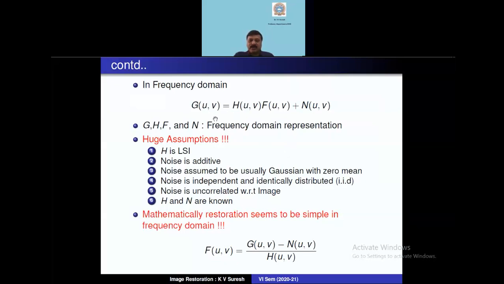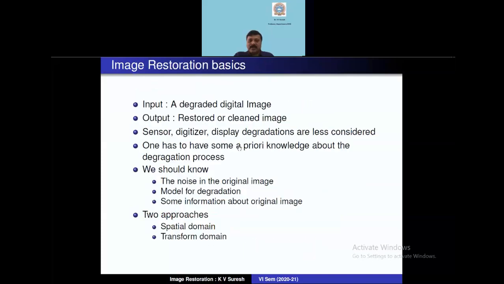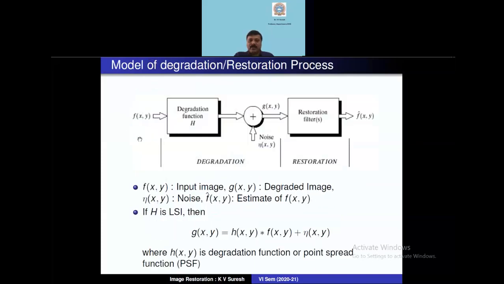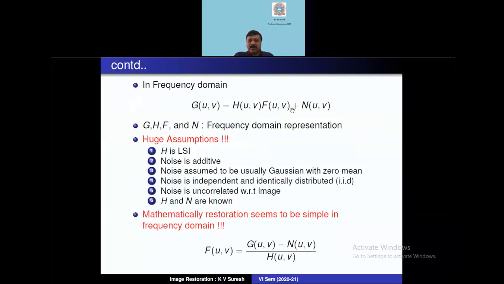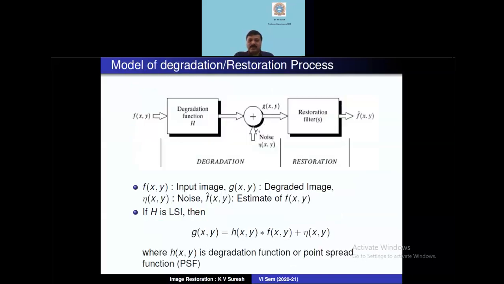What do I mean by that? If I give this to a mathematics expert and say this is the degraded image, this is the blur function, this is the noise, and this is your original image, f of x comma y. If somehow I find F of u,v, then I can do the inverse Fourier transform and find f of x comma y. So simple is the problem. It looks simple.